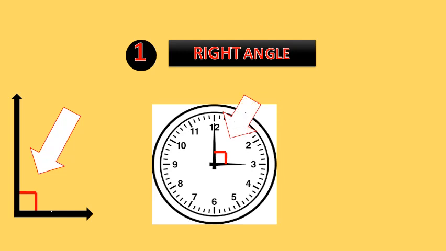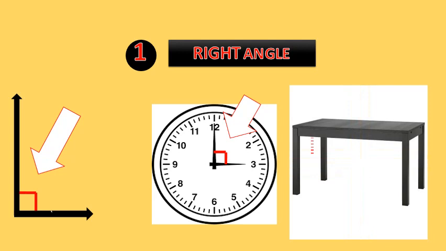Look at the watch. In the watch, the time is 3 o'clock. The minute hand makes a right angle with the hour hand. Look at the table. The red lines show a right angle at the corner of the table.